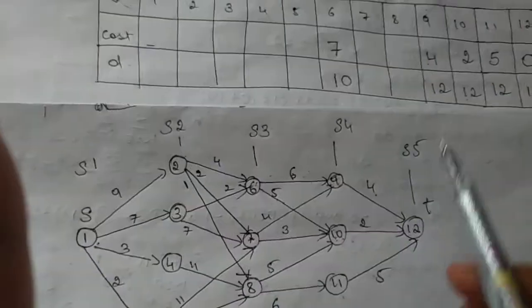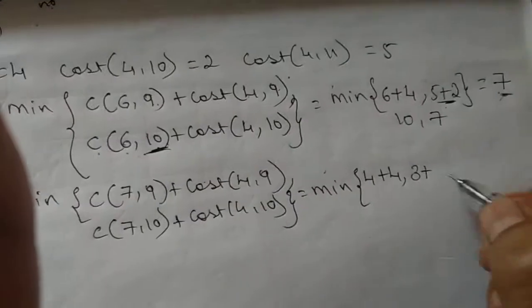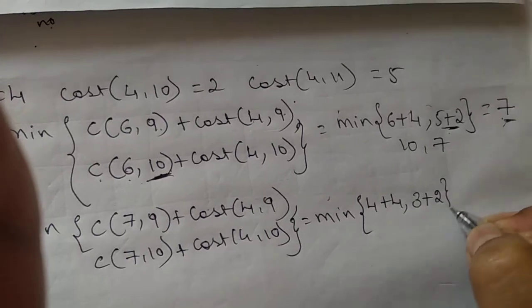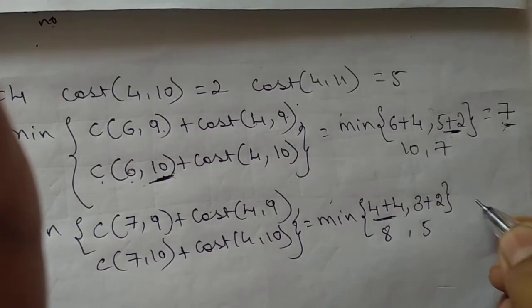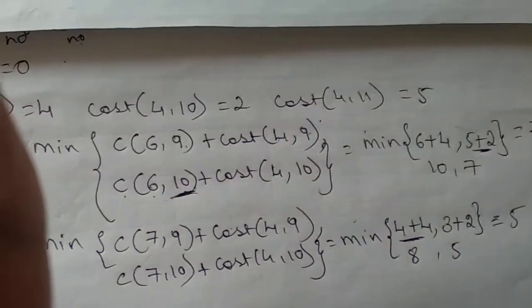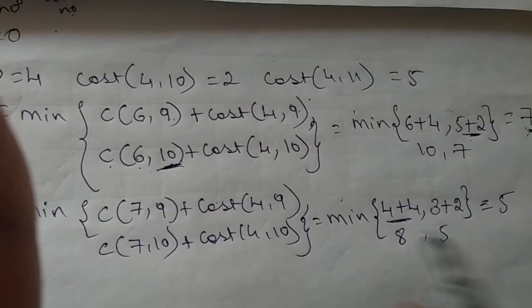Plus cost of 10 is what? It is 2. 3 plus 2 is 5. 9 is giving 8. 10 is giving 5. Which is minimum? 5 is minimum. Again, if you come from 7 also, you have to go through 10 only.